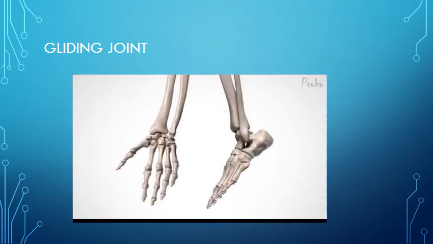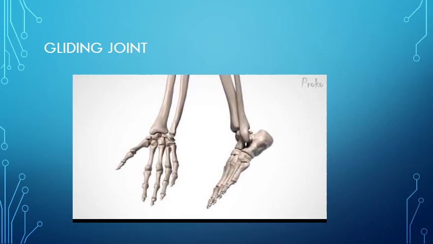Now the gliding joint. A gliding joint allows smooth and easy movement, and we can turn our wrist or ankle and bend our back easily due to this joint. It is found in the ankle, the wrist, and between vertebral bones. We can find this gliding joint on our wrist as well as on our ankle, which is on our leg.